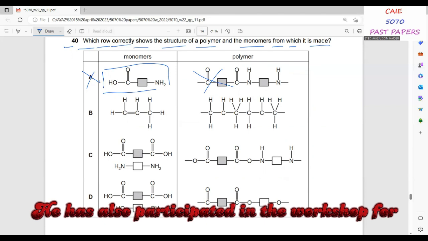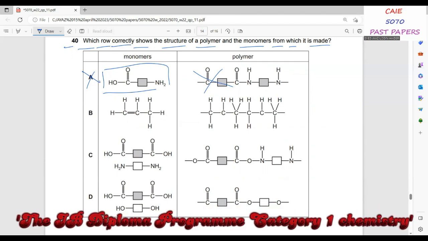B, you have propene here. So the polymer will be like this for this one. This will be the repeat unit for this polymer. So it means that this is also incorrect.